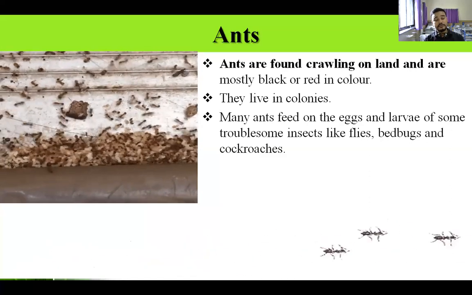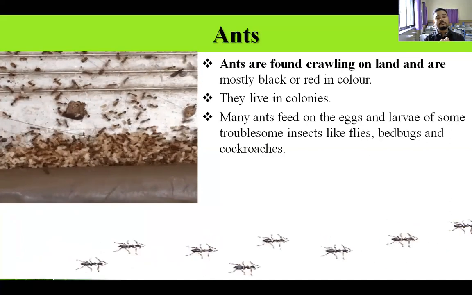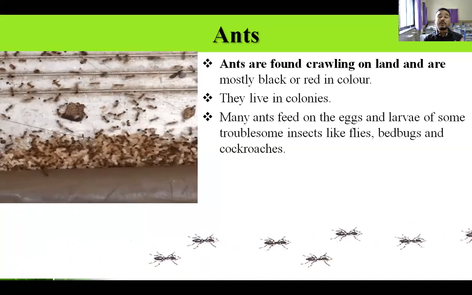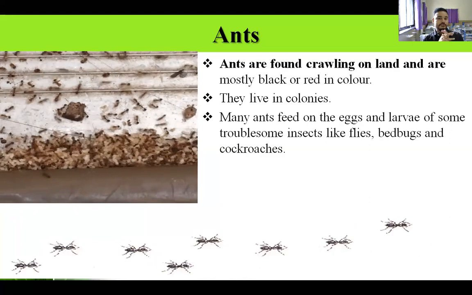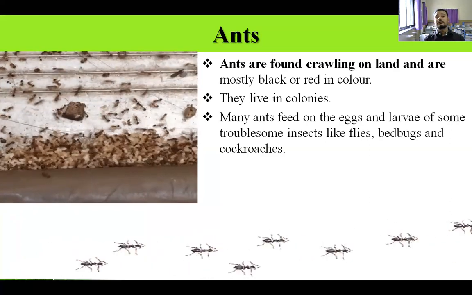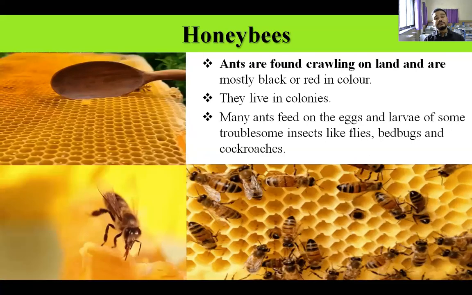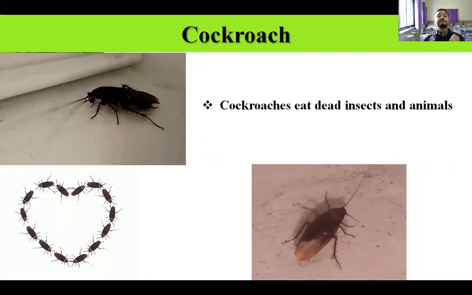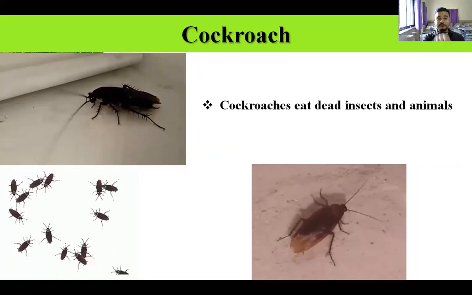So ants are there. Ants are generally which color? Black and red color. They live in colonies, and what do they eat? They eat eggs and larvae of other insects, like bed bugs, cockroaches, and flies, etc. Then honeybees are there. Honeybees we have seen. Honeybees also live in colonies. They collect nectar from the flower using the proboscis they have.